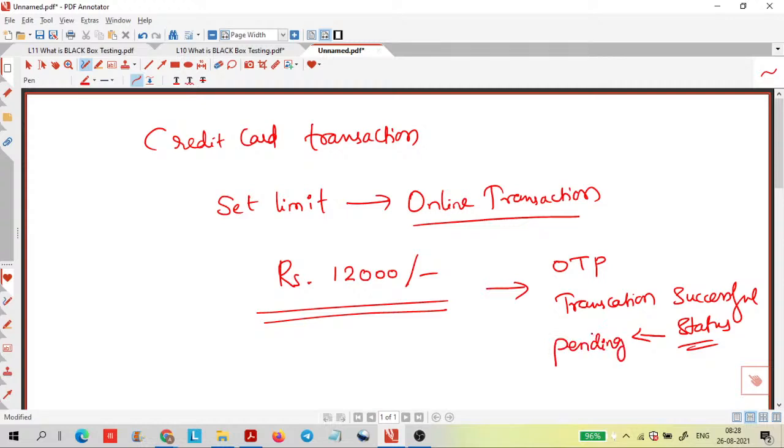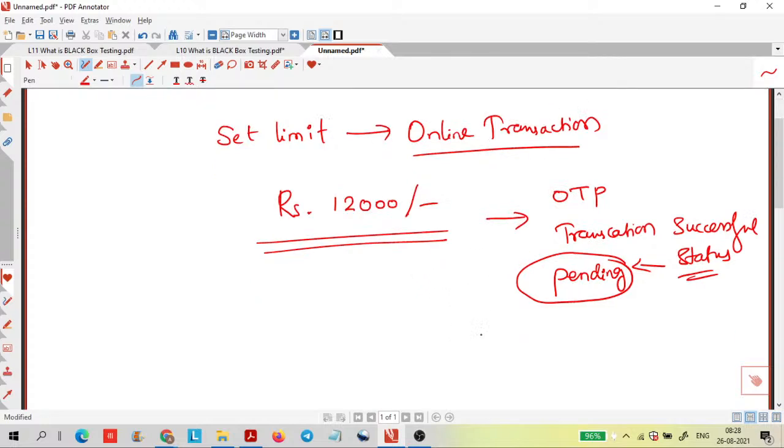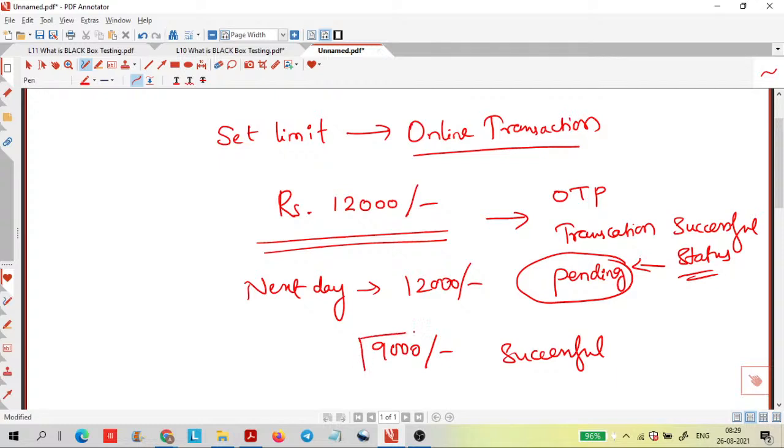It comes under one of the state testing types, where the status is showing pending. I waited for around 1 day, and the next day also I tried with the same amount, and again it was showing pending. But it was working for 9,000 and the like. The transaction was successful. It was working for the 9,000 transaction.